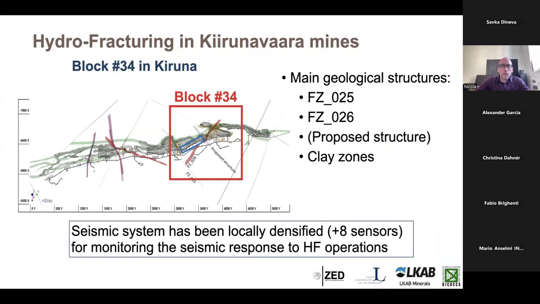Kiruna is very wide, so it's a large mine. The operational area is about 4 kilometers long. And we are talking about Block 34, where there are different geological structures that have been mapped in the past in the area. For monitoring the hydrofracturing operation in Block 34, the local seismic system has been densified by 8 sensors, to be able to catch the seismic response of the hydrofracturing operation in more detail.